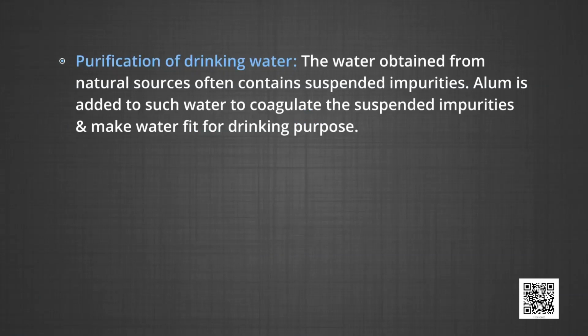Number 2, purification of drinking water. The water obtained from natural sources often contains suspended impurities. Alum is added to such water to coagulate the suspended impurities and make water fit for drinking purposes.